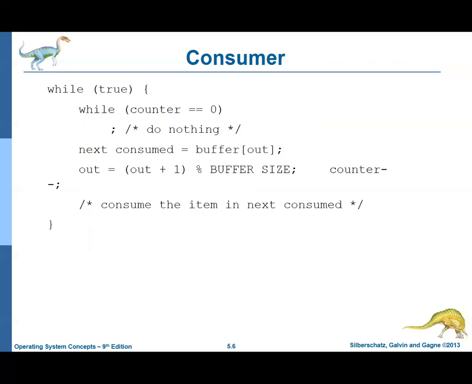Now, out is here. He sees that count is not 0. He starts consuming. So he eats this one, and he eats this one, and he eats this one. He's here now. Now, you tell me what happens. Either the consumer takes another one, or he starts producing.